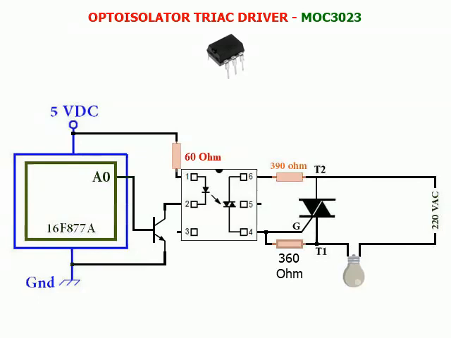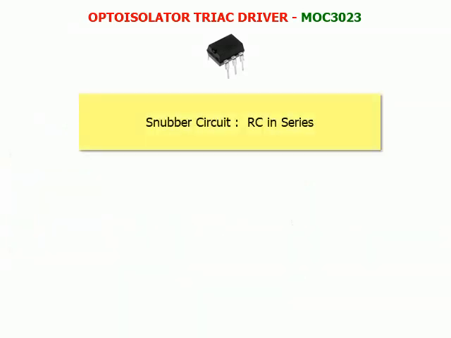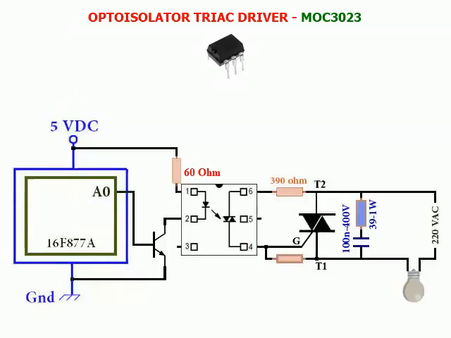Note that, using certain types of TRIACs, such as H-type, like BTA16-600H, this resistor can be neglected, because it has a less sensitive gate, and better resistance against the effects of noise. Second, using a snubber circuit, that consists of a resistor and a capacitor in series, connected in parallel between the two terminals of the TRIAC, T1 and T2.